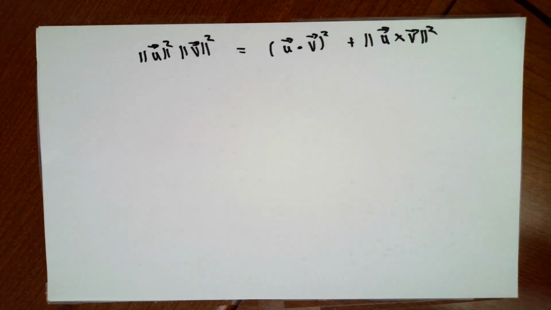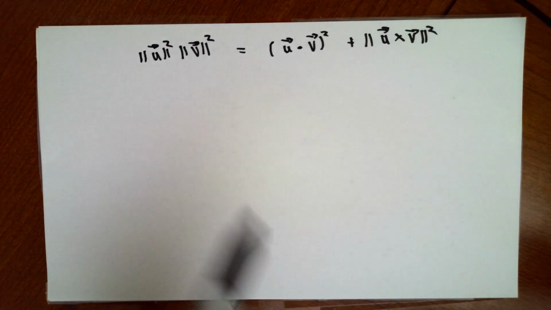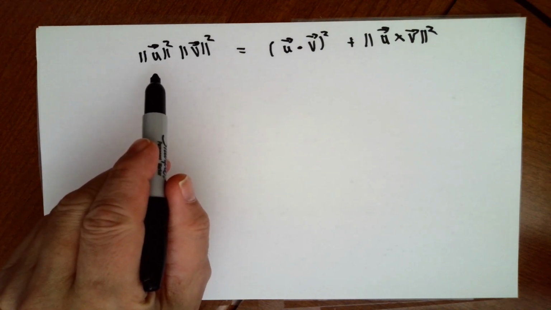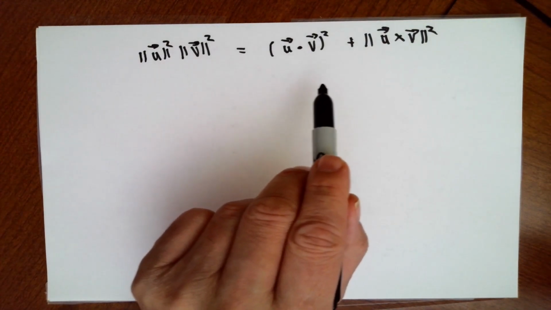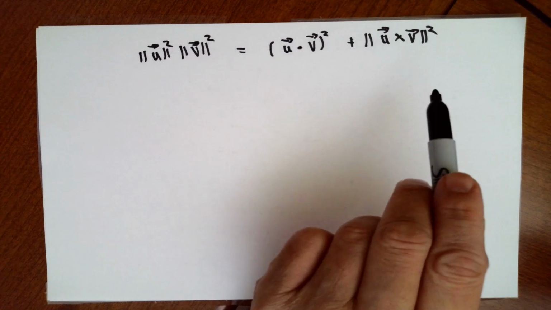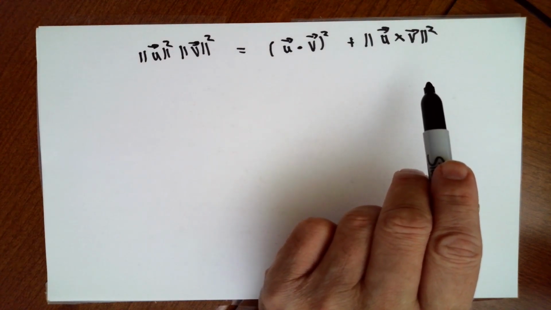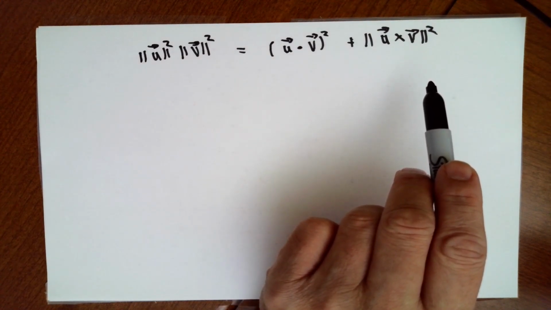In a previous discussion, we discovered that the length of u squared times the length of v squared is always the same thing as the square of u dot v plus the square of the length of the cross product of the two vectors.